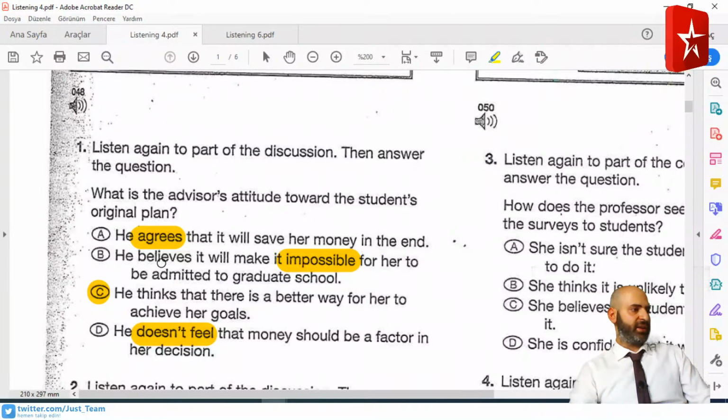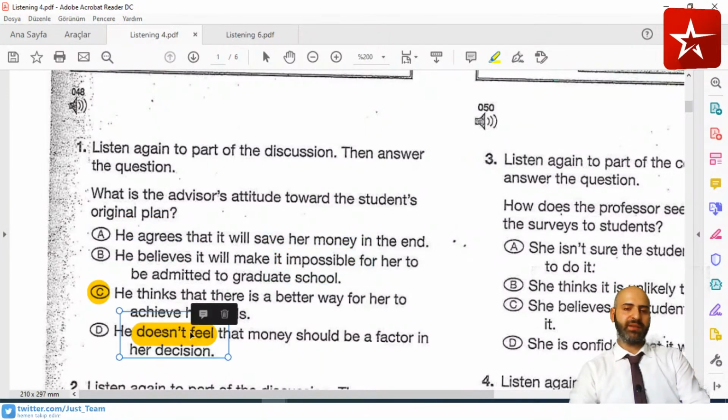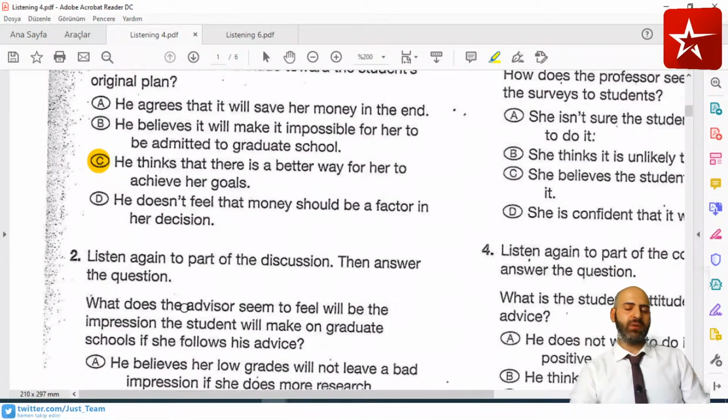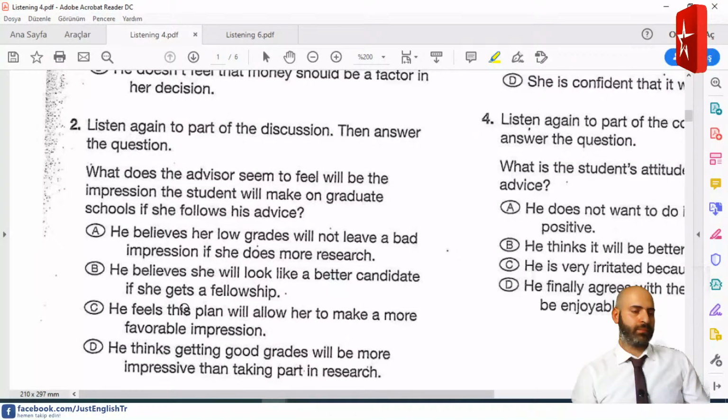Good job, Alican, Ece, PTR, and Aina. You have correct answers. Let me delete these ones. And now let's see question number 2. Number 2. Listen again to part of the discussion. Then answer the question.